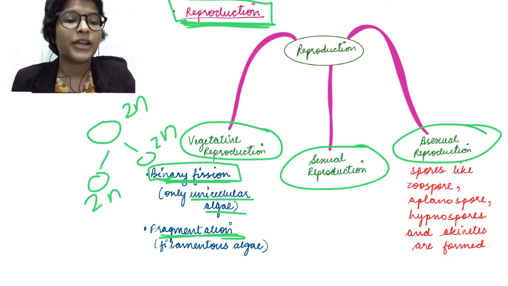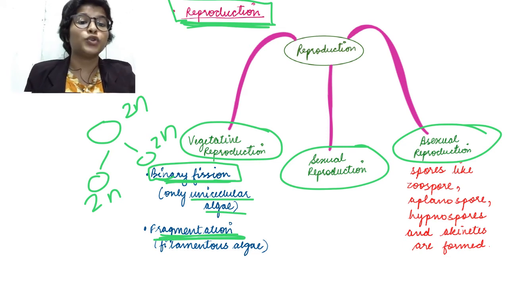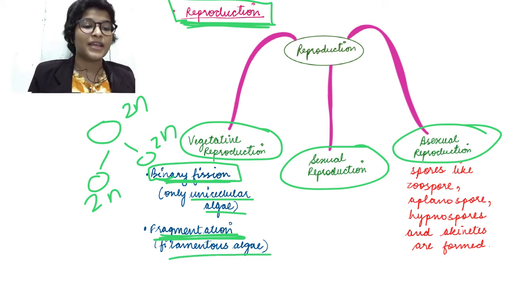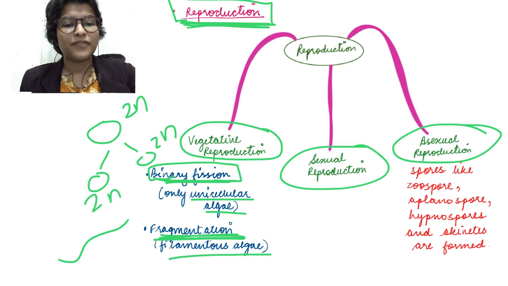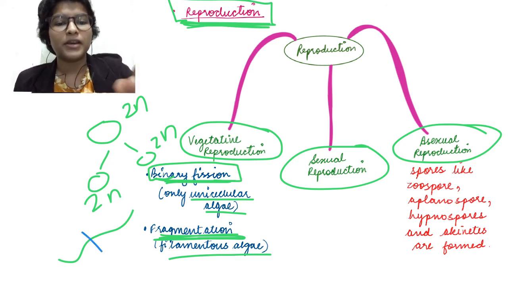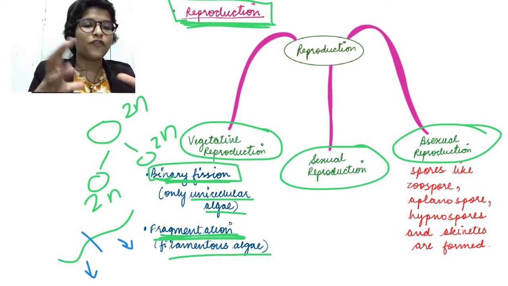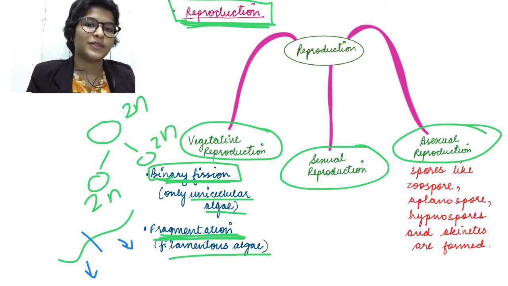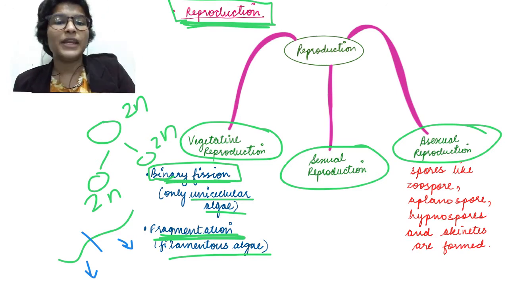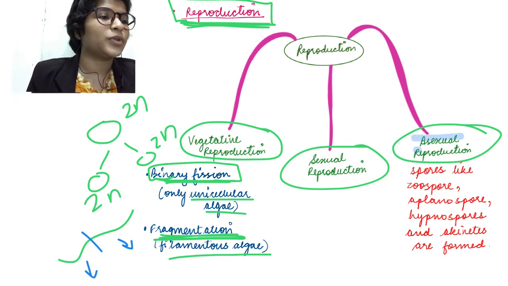Next is fragmentation. Fragmentation occurs usually in the filamentous algae. Why? Because if this is a filament, if I break it from here, this part and this part has the ability to reproduce or form an individual algae of its own. Okay. The next we need to see is asexual reproduction.